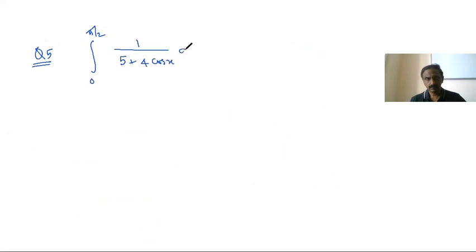Last time I finished at question number 4 onwards. Now we'll start question number 5. I'm going to ask the student how to do this problem. Integral 0 to pi by 2, 1 upon 5 plus 4 cos x. Tell me the method to integrate this.